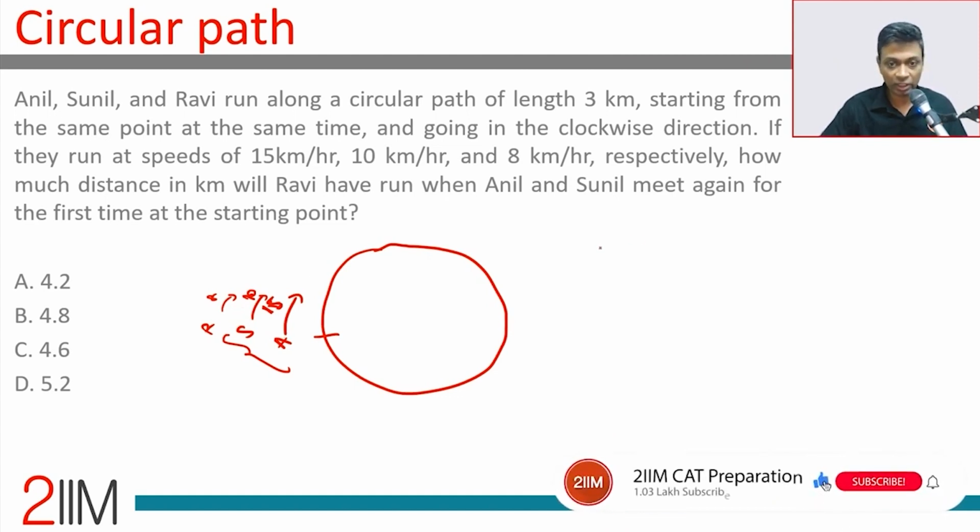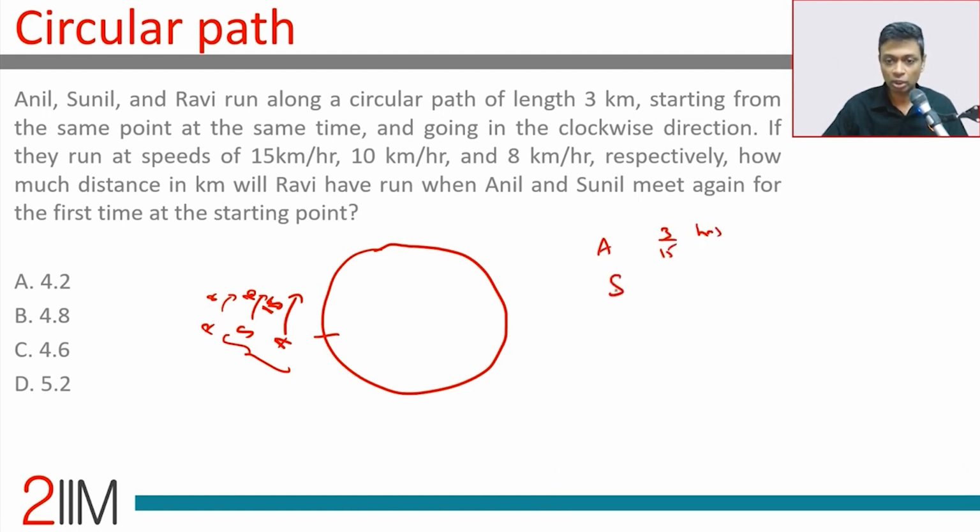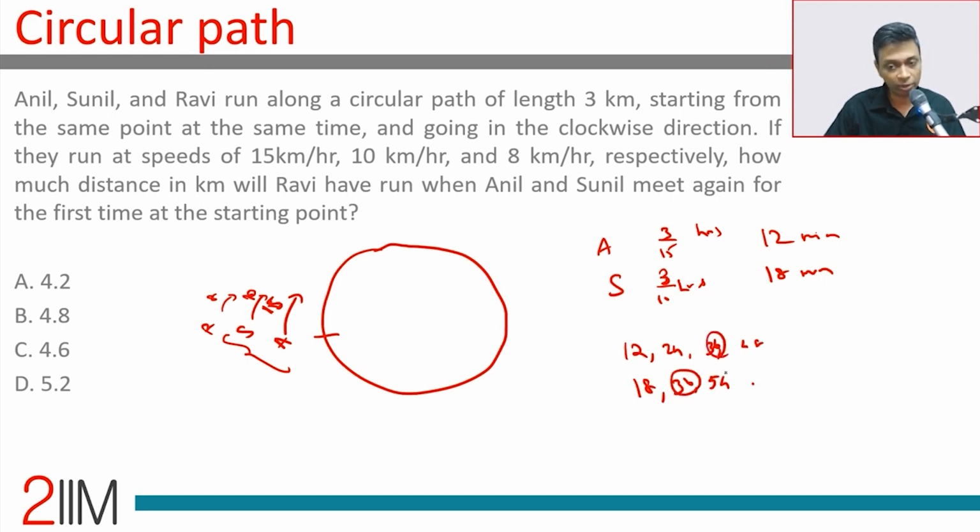So 3 kilometer track, Anil will finish it in 3 by 15 hours. Sunil will finish it in 3 by 10 hours. 3 by 15 hours is 12 minutes. 3 by 10 into 60 is 18 minutes. We need to find the LCM of 12 and 18. So basically Anil will be at the starting point at time 12, 24, 36, 48. Sunil will be at 18, 36, 54, etc. So at the end of 36 minutes, both will be at the starting point for the first time.